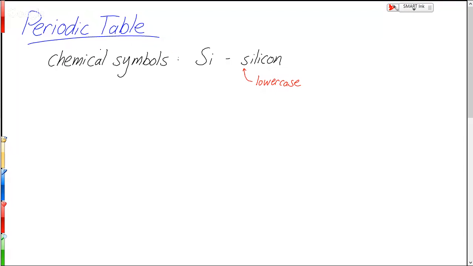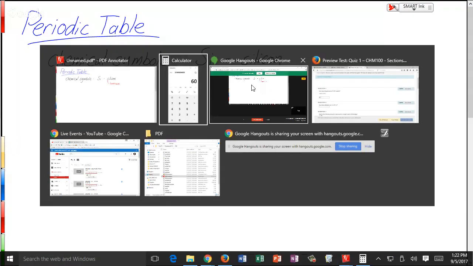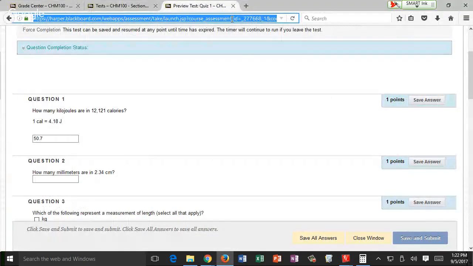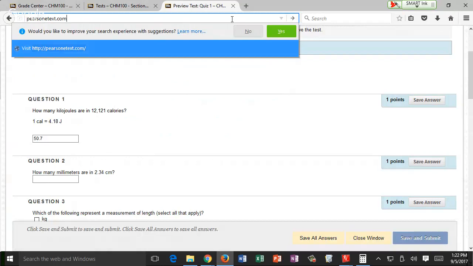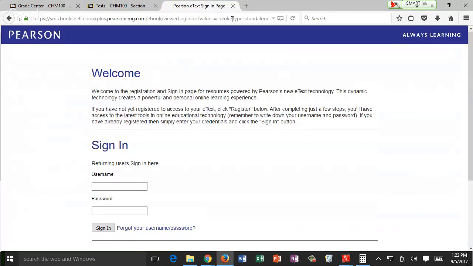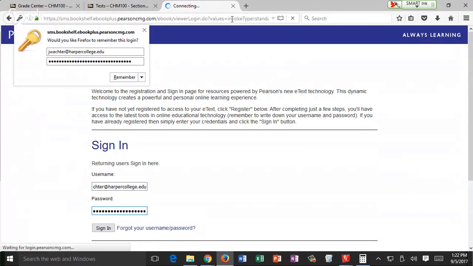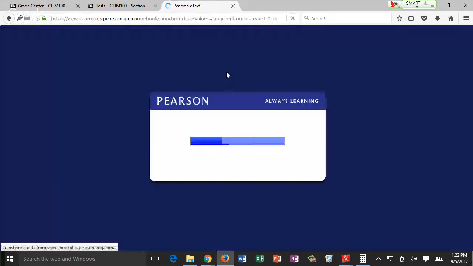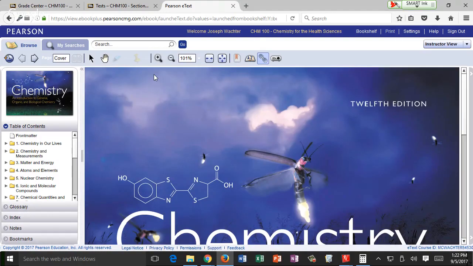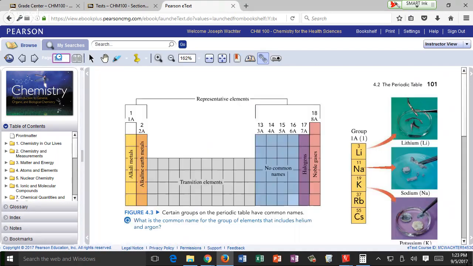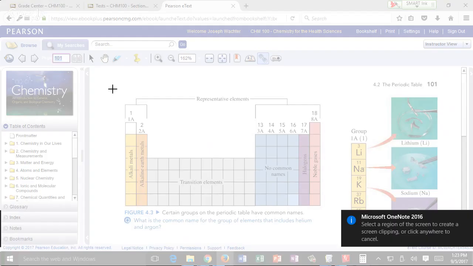I'm going to grab a picture from the book here. Oh, except I forgot to load it up. Sorry, get it up here. So if you're following along, this is page 101. That's the picture we want.